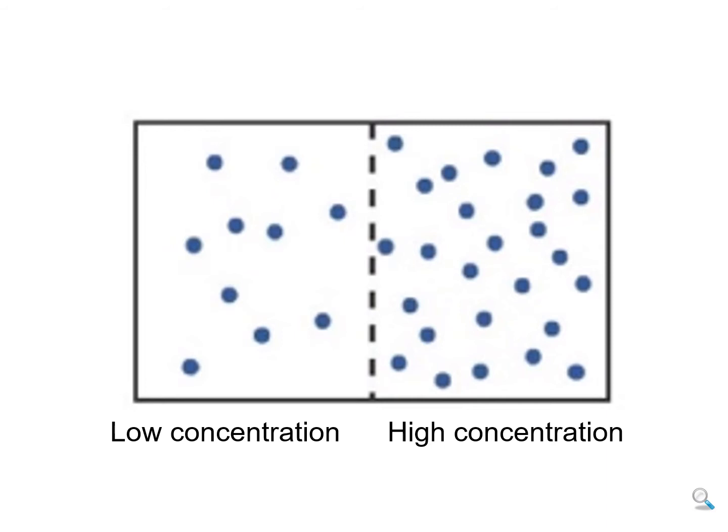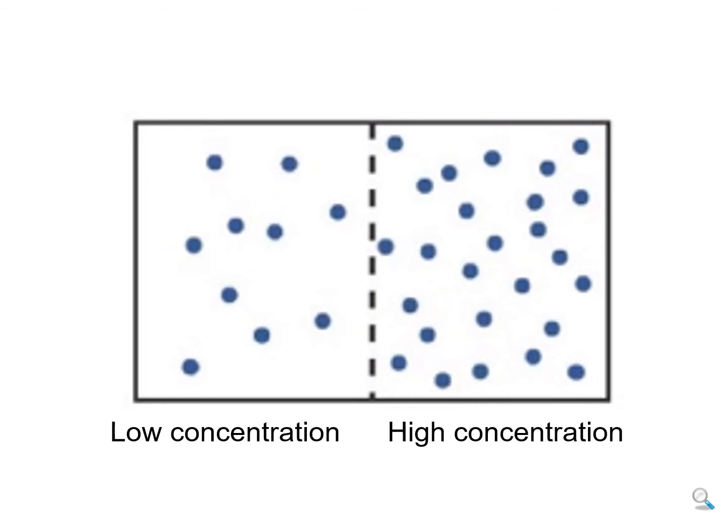So let's just remind ourselves what we mean by concentration. Concentration tells us the number of particles in a given volume. On the left, we can see a substance that has a low concentration. In other words, it's got a fewer number of particles in the same volume. If we compare that with the substance on the right, which has a higher concentration, we can see that there are far more particles, a greater number of particles in the same volume. Therefore, there's a higher concentration.